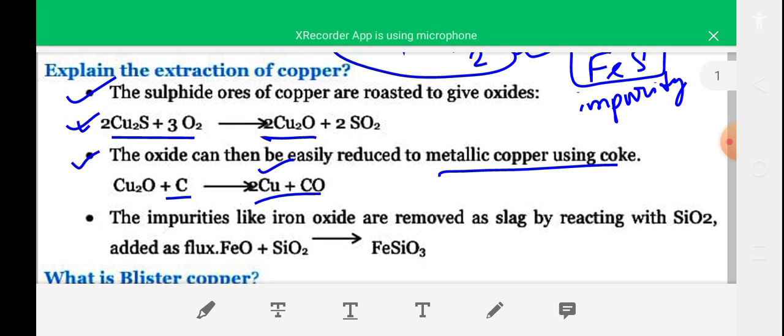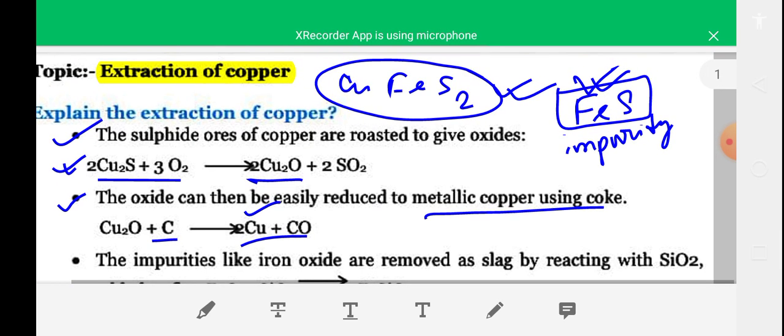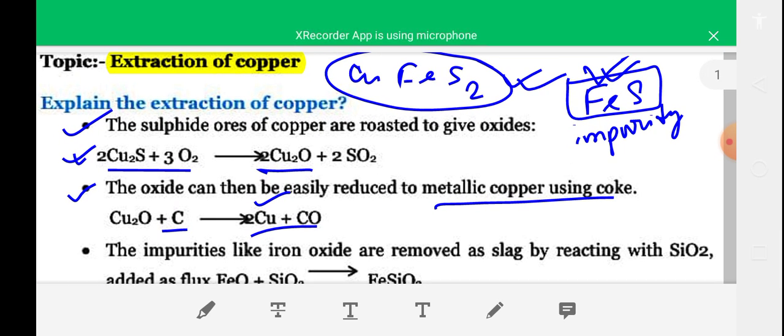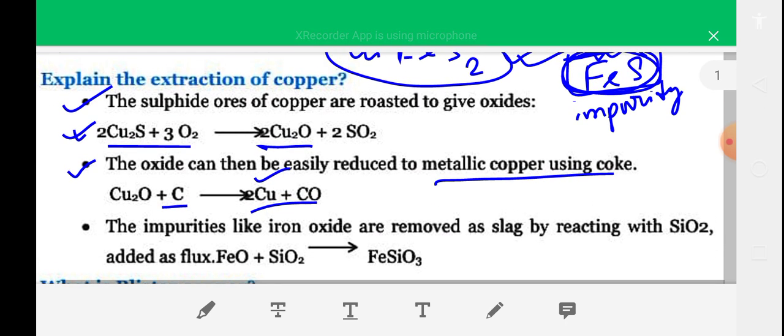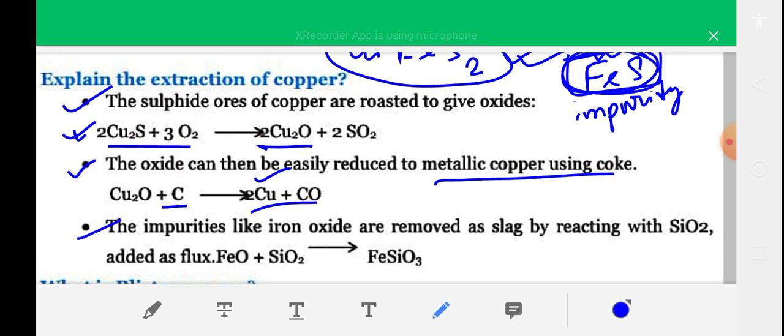In this method, in the extraction of copper, the impurity ferrous sulfide is present, which during roasting is converted into iron oxide, while the copper sulfide will be converted into copper oxide. During roasting, copper sulfide will be converted into copper oxide. Okay, and the impurity iron oxide is removed as a slag by reacting with silica.